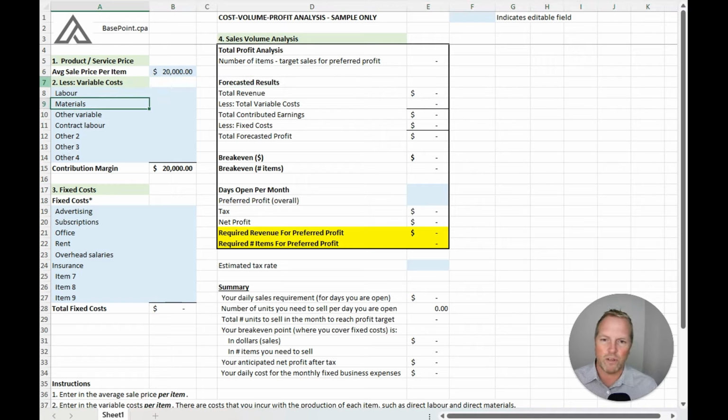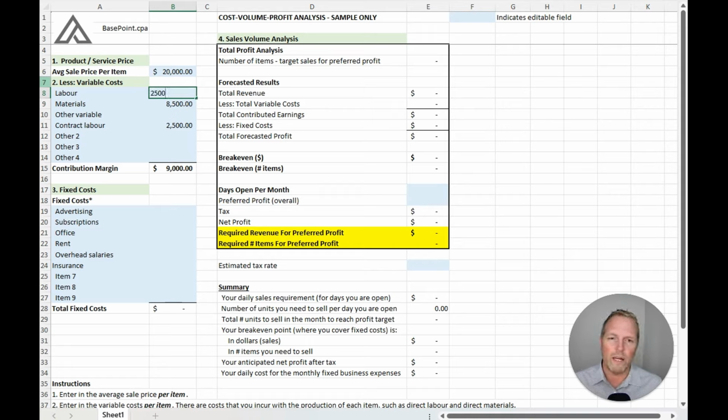Some examples, obviously materials. So say maybe you have $8,500 in materials for this bathroom reno. Maybe labor, maybe you've got some contract labor in there, so maybe that's $2,500, and then maybe you have some people on payroll that are also working on site, so that's another $2,500.